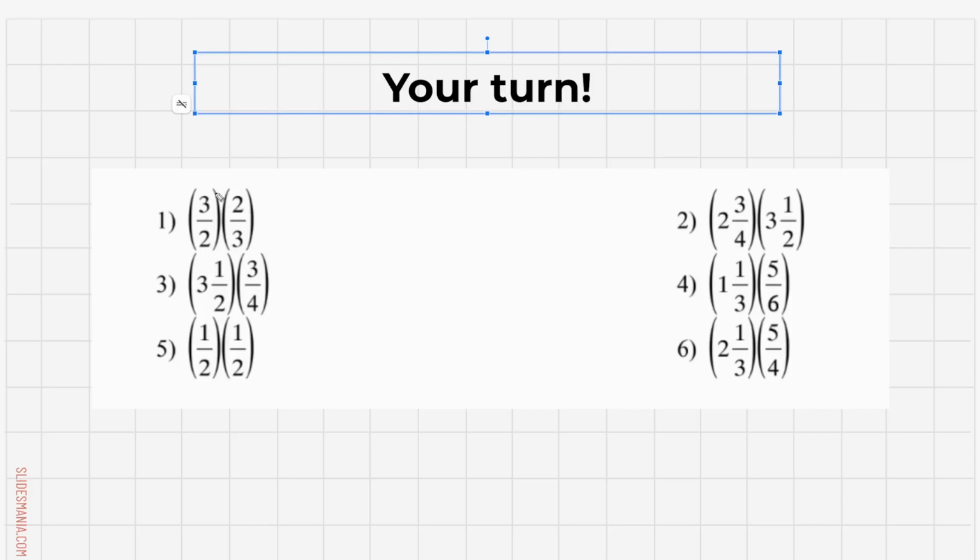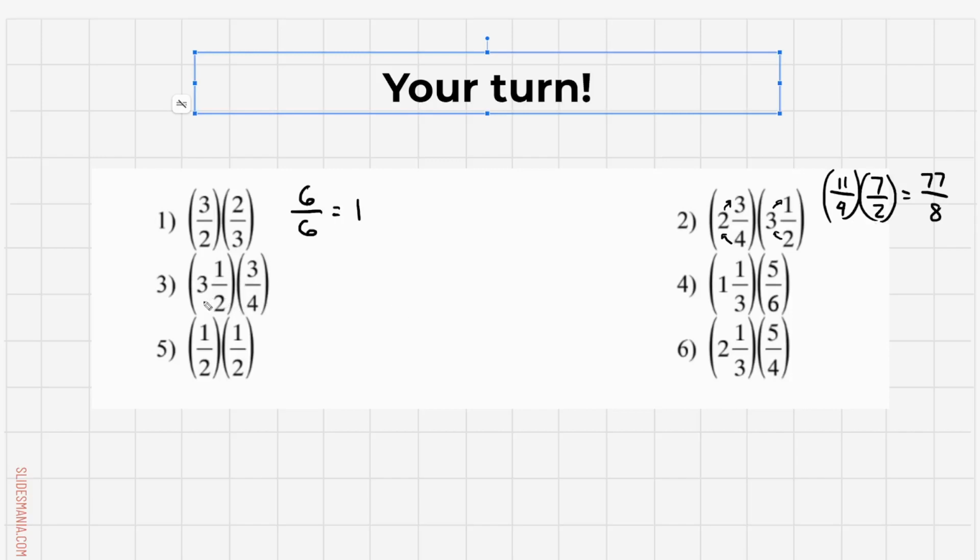All right, so here's the first one. 3 times 2 is 6. 2 times 3 is also 6. So this is just 1. The second one's a little bit more difficult because we have 2 mixed numbers here. The mixed numbers should be converted into improper fractions before moving on. So this is 4 times 2, which is 8, plus 3, which is 11 over 4. And this is 2 times 3, which is 6, plus 1, which is 7, over 2. And we're multiplying these. So this is 77 over 8.